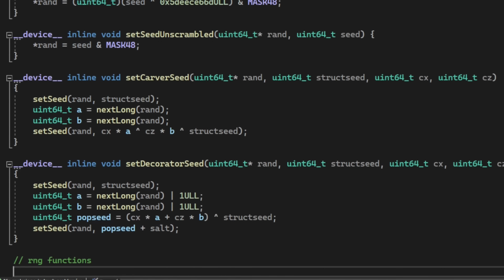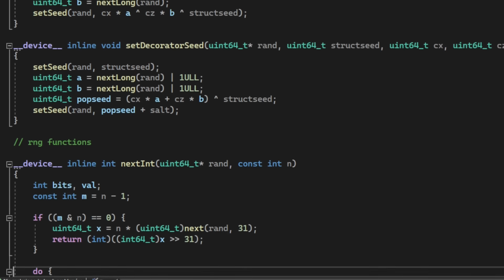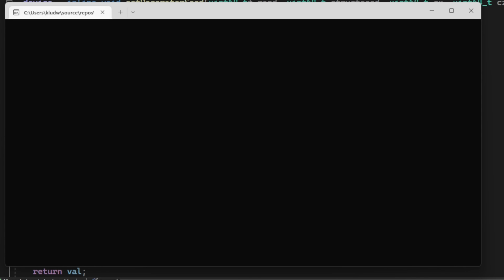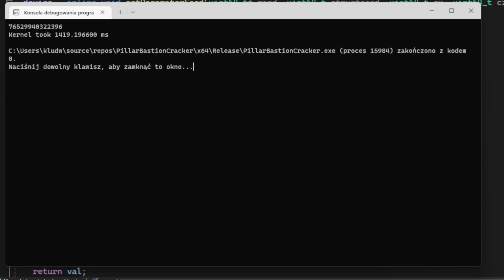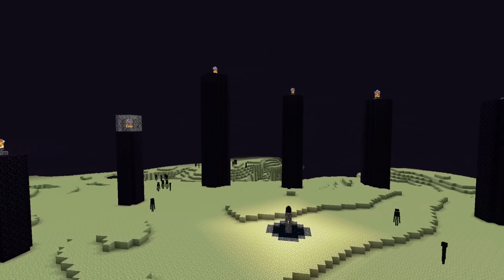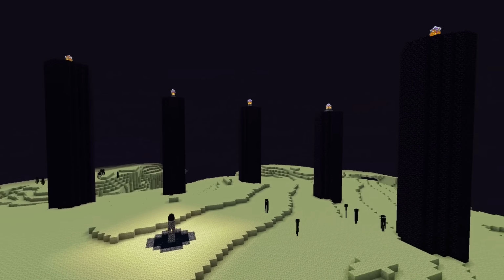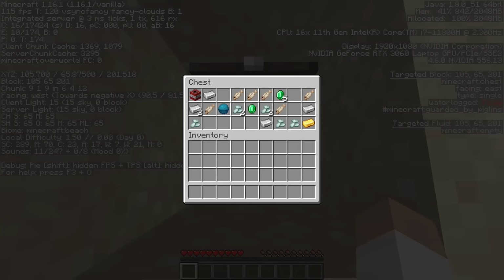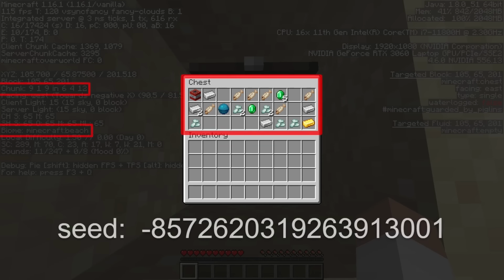Once I was done with the initial planning, I coded the Bastion filter. After testing it with some manually collected data, I was satisfied with the result. Soon after that, I realized that ant pillars weren't the only option I had. Take a look at this screenshot of a buried treasure chest. Believe it or not, there's already enough information here to find the world seed without any additional data.